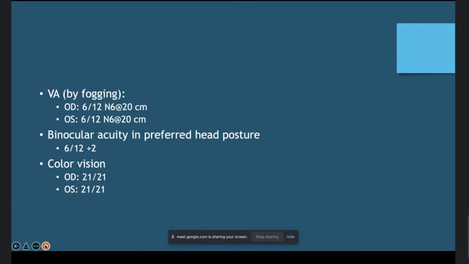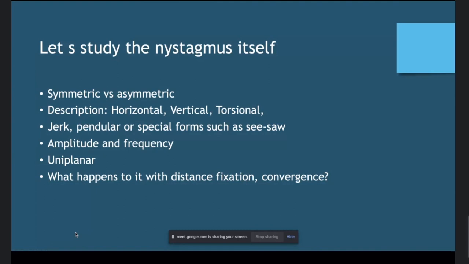We look at the nystagmus itself. We're going to observe the nystagmus, even though we said we're not bothered about describing it. Let's just take a look. You want to know whether it is symmetric, which means it's similar in both eyes, and is it horizontal, vertical? You remember, we learned all those terminologies for a reason.